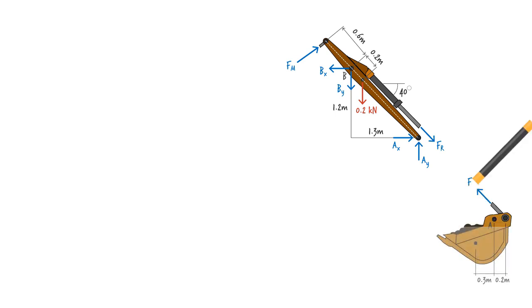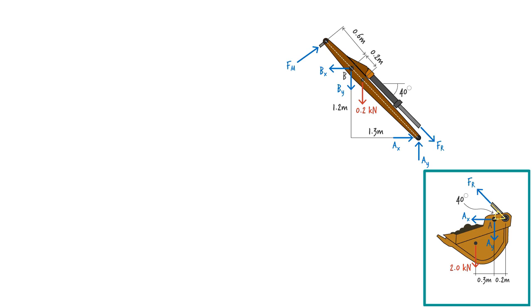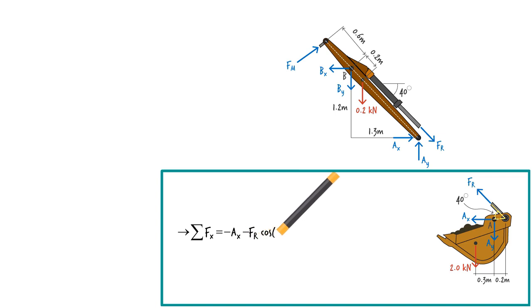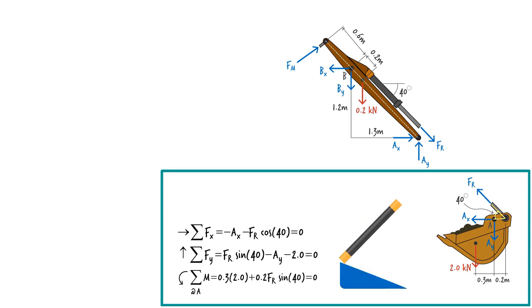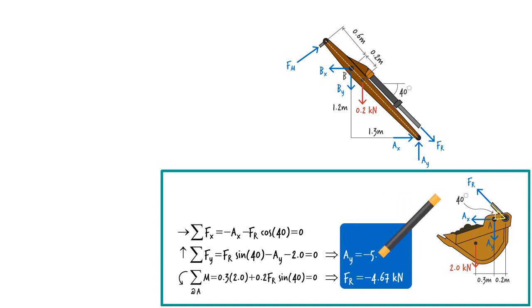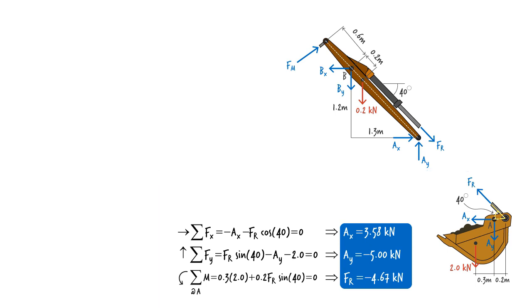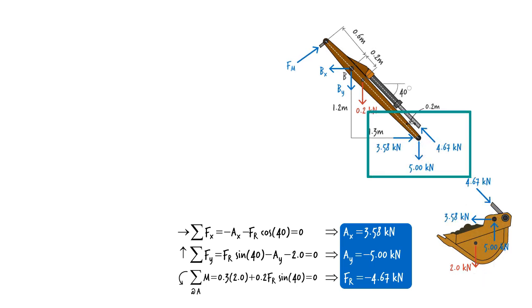Let's use the free body diagram for the shovel. It shows three unknown forces only, so we can solve for them using the equilibrium equations. They are solving the last equation for FR, we get. Then, from the second equation, we get AY. And the first equation gives us AX. Let's update the free body diagram for the link by substituting the computed values for variables FR, AX, and AY.